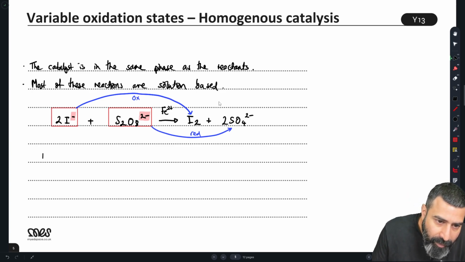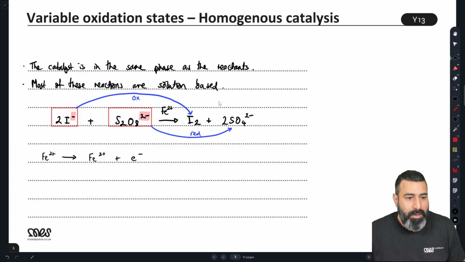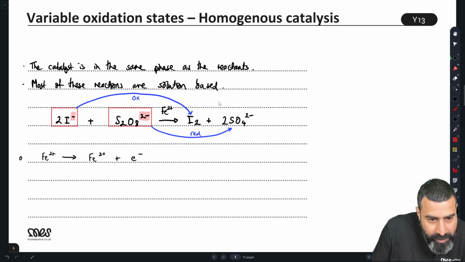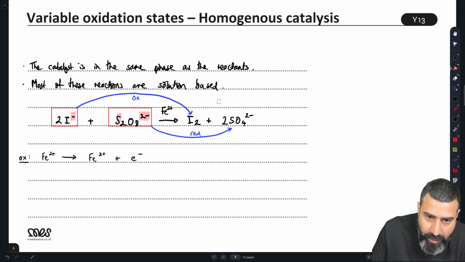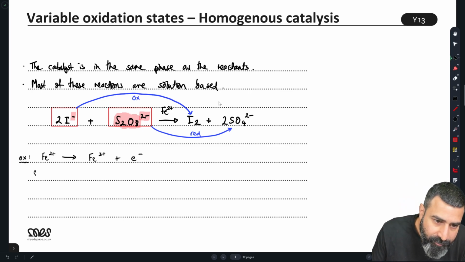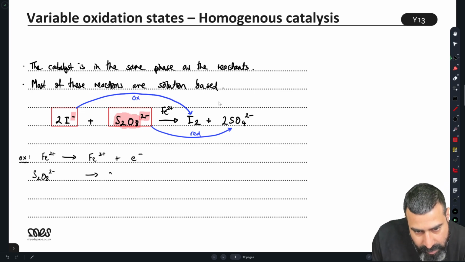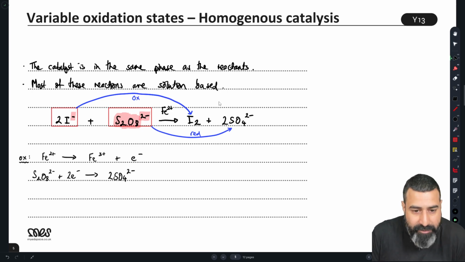So what happens is my Fe2+ can be oxidized to Fe3+ plus an electron. Okay, so if this is my oxidation reaction for the catalyst, let's couple it to the reduction reaction given in the question. So there's my peroxydisulfate, and I'm going to make 2 molecules of my sulfate ions, and this is a 2-electron reduction because that charge balances, so I need 2 electrons on the left hand side.